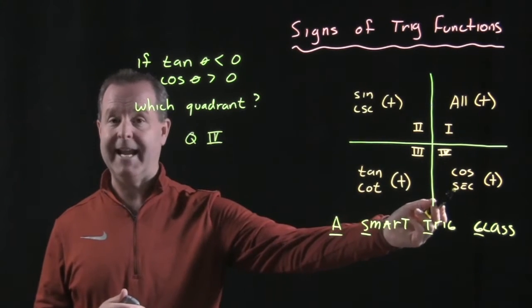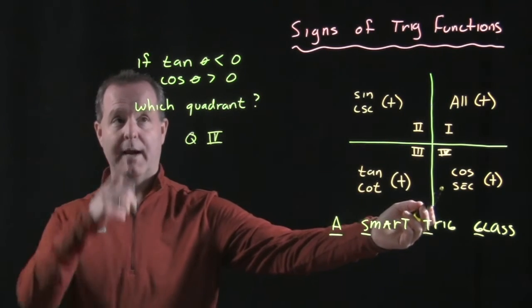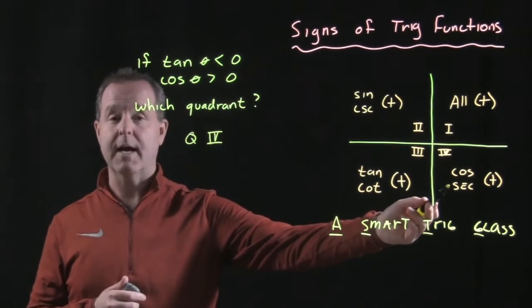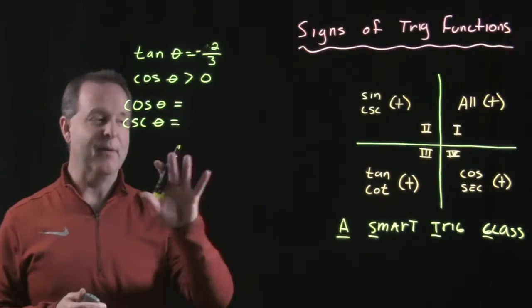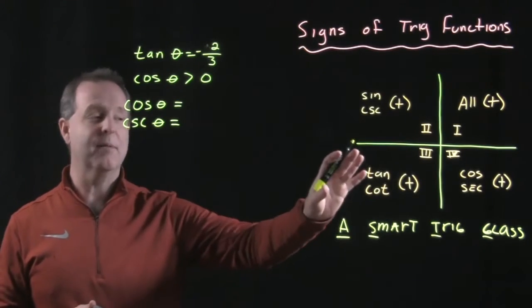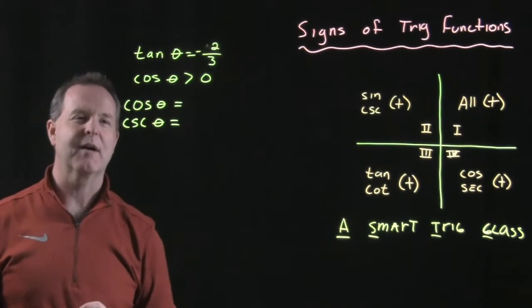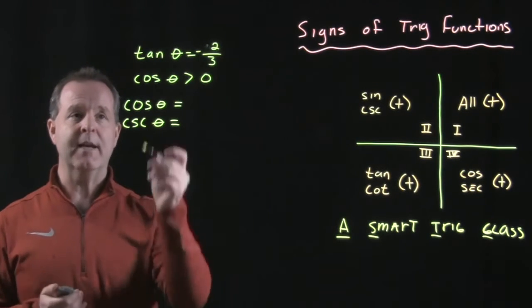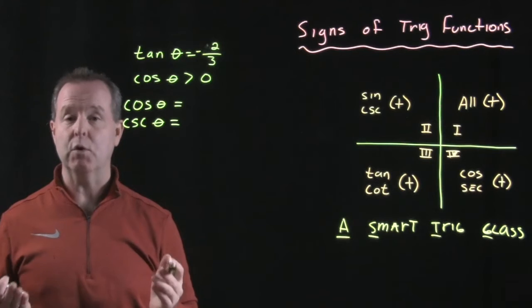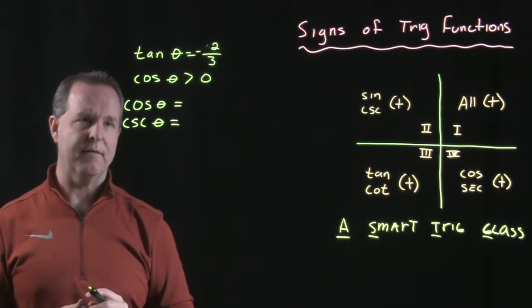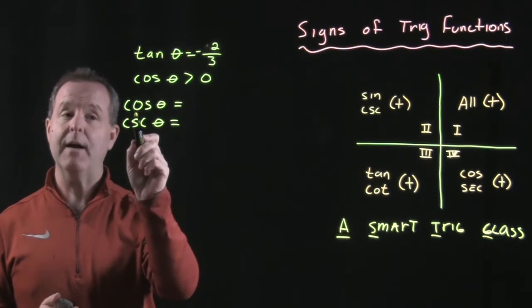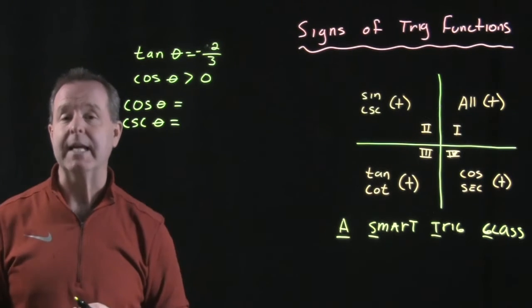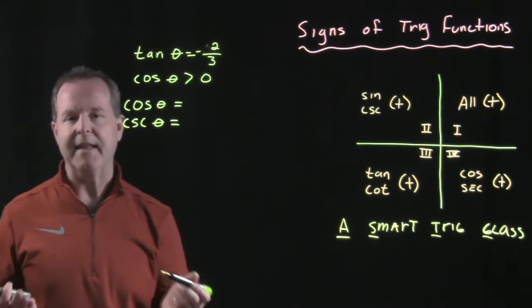In quadrant 4, the tangent is not positive, therefore it has to be negative, and the cosine is positive in quadrant 4. Here's a fun problem that we can use some of these ideas about to help discover a result. Let's say that we're given the tangent of theta is negative 2/3, and we know the cosine of theta is positive. So based off that, can we identify what the cosine of theta and the cosecant of theta are? I think that we can.